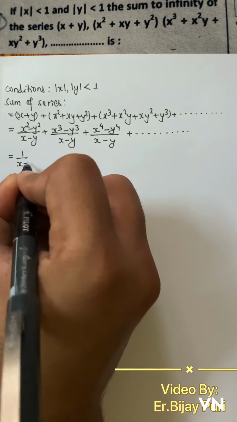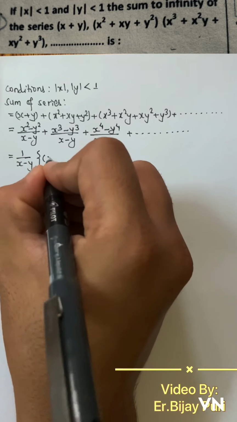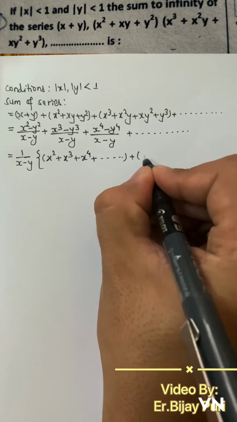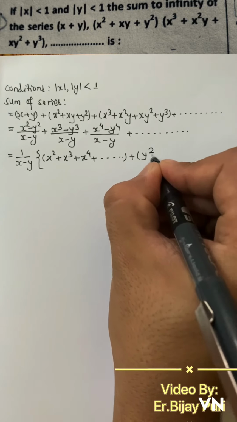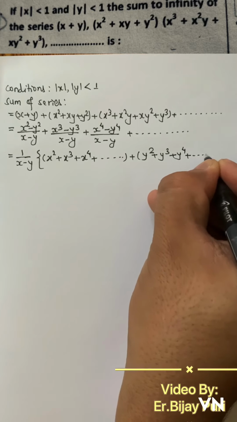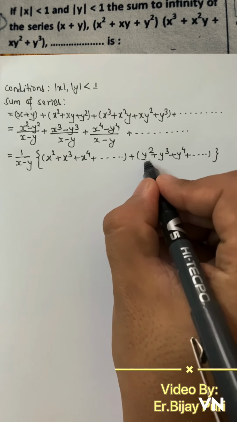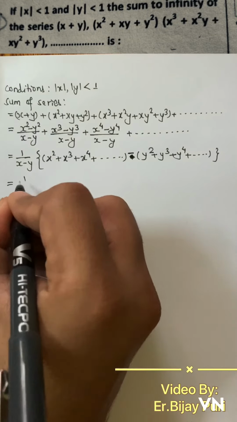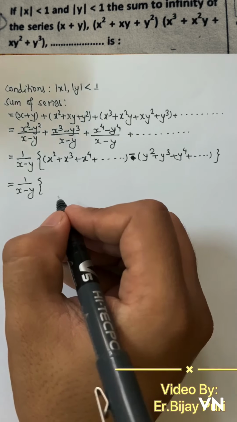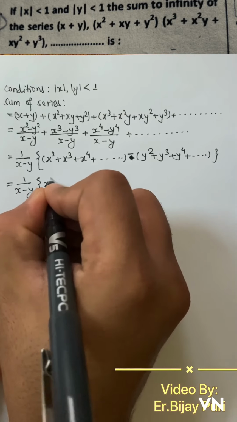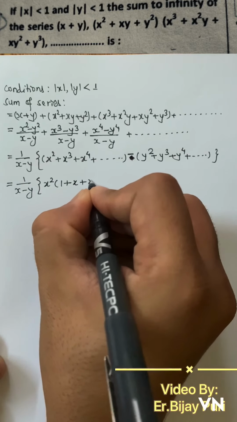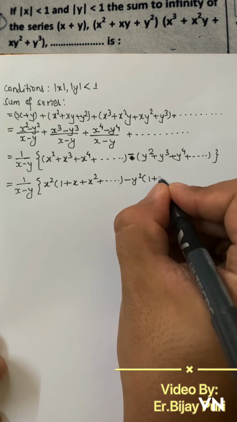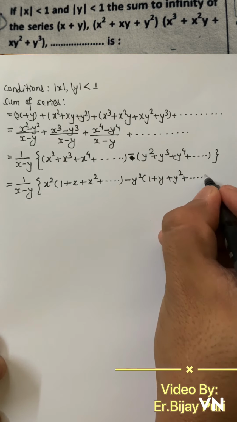So I can take x minus y common from here, and I can arrange the terms containing x in one place and the terms containing y in another place. As I have already changed the sign, as y square, y cube, y to the power 4 is positive, so we can replace this plus by minus over here. Again, as this is a question from infinite geometric series, I can take x square common from here, so it will result into 1 plus x plus x square and terms up to infinity. Similarly, I can take y square common from here, it will result into 1 plus y plus y square and terms to infinity.